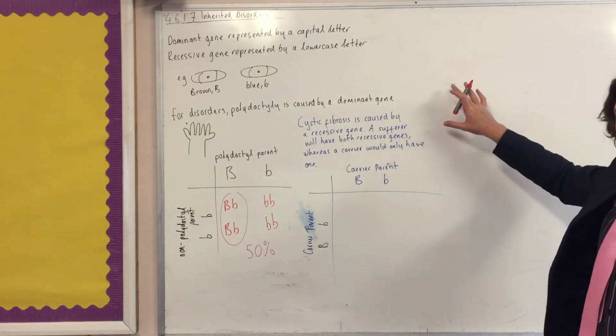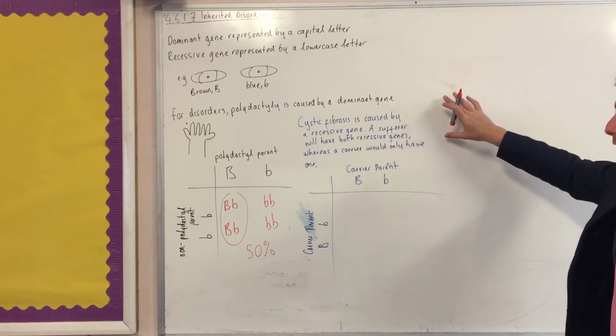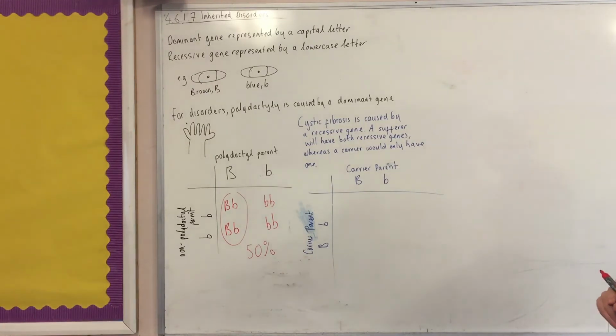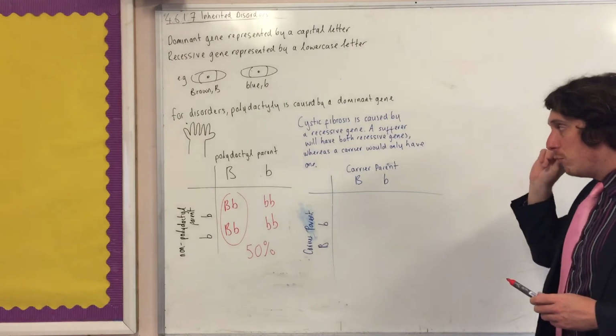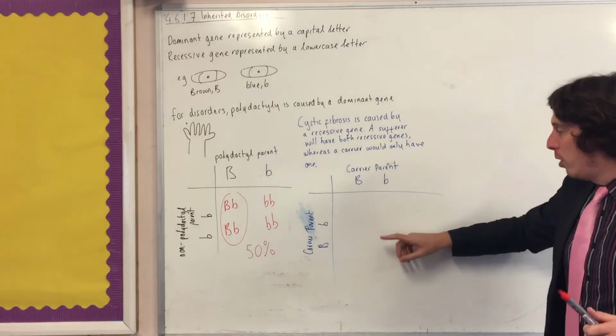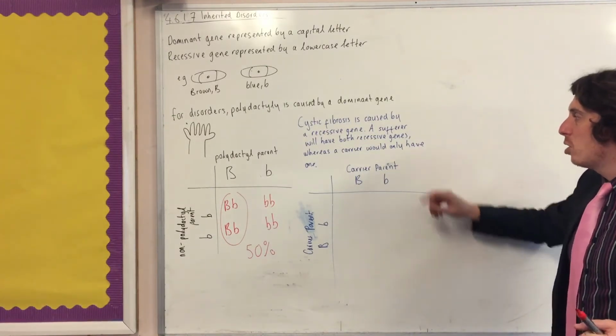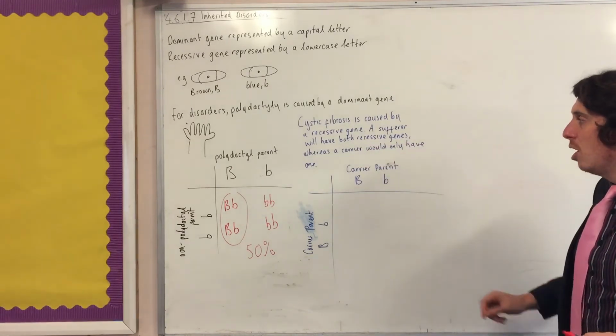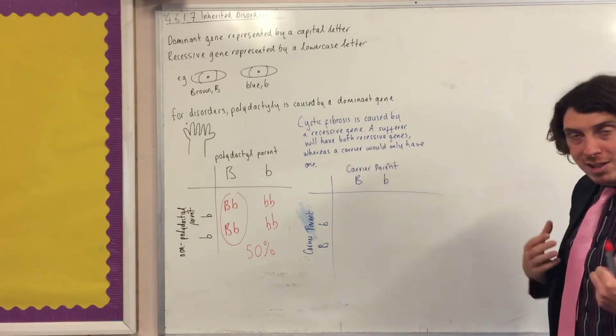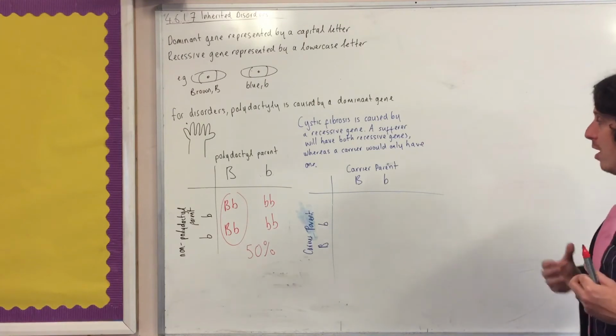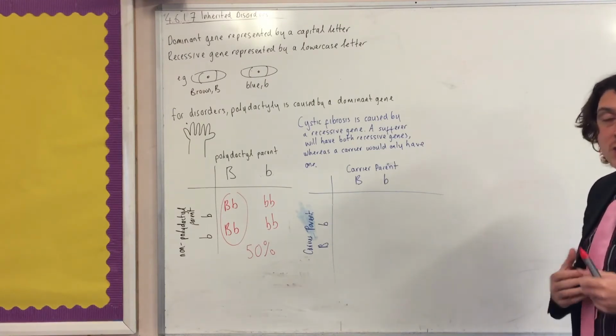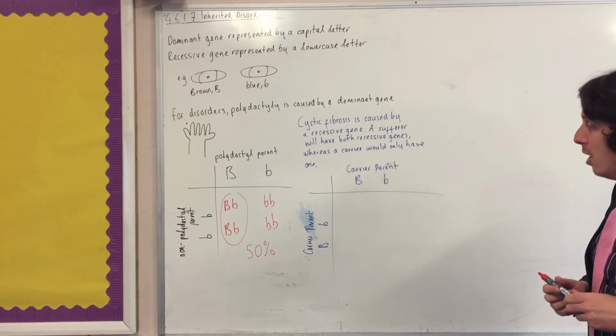Okay? Now, the other inherited disorder you need to be aware of is cystic fibrosis. Cystic fibrosis is a respiratory condition that affects the lungs, and it's caused by a recessive gene. If somebody has cystic fibrosis, then they've got to have double lowercase b, so they'll have both recessive genes. However, you can carry cystic fibrosis without actually having it. A carrier would have one recessive gene, so they wouldn't have it, but they would carry the gene.